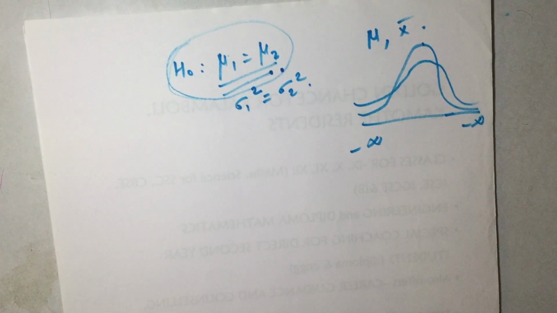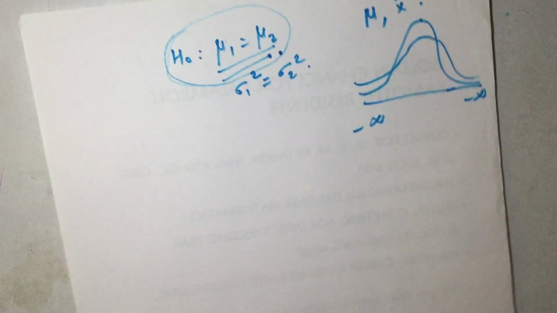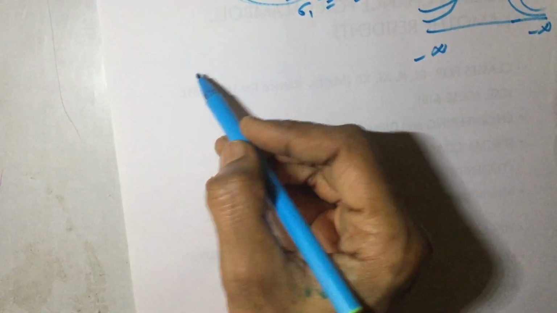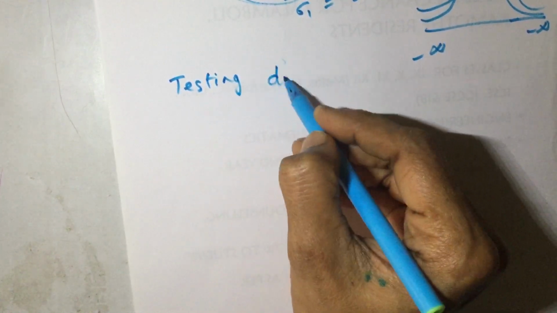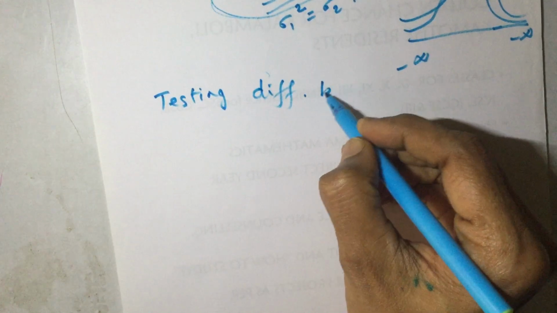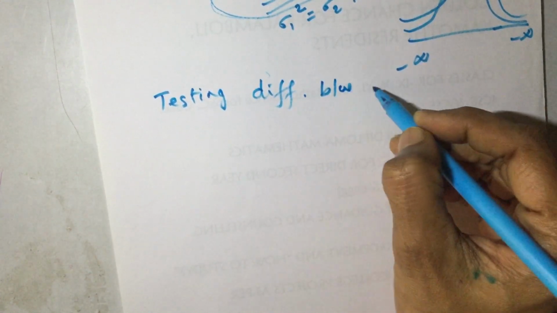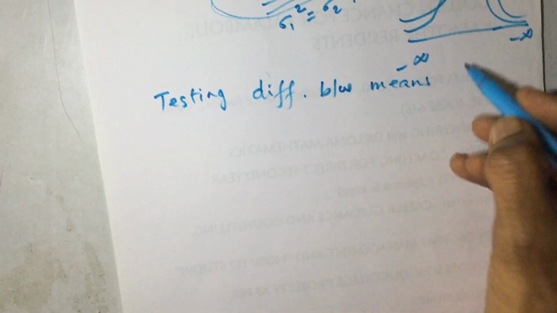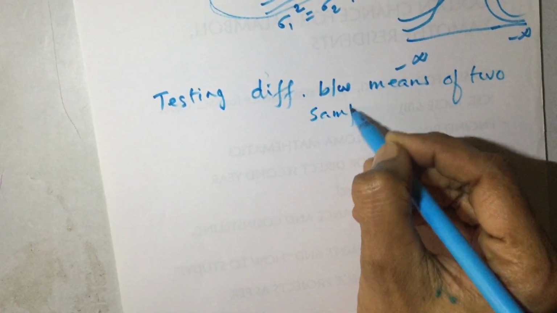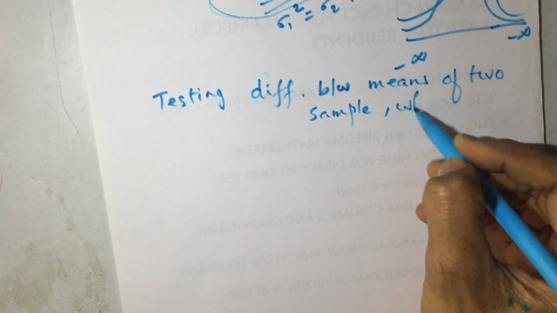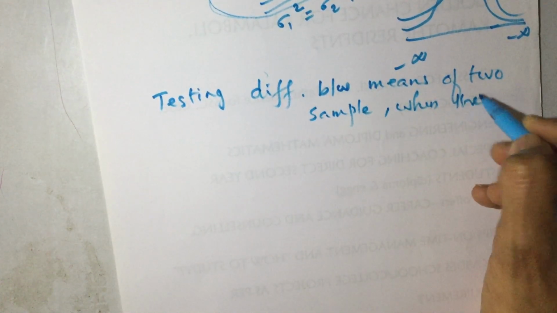Okay, now we will see how to test using the T distribution. Your first topic here is testing the difference between means of two samples when the samples are small.